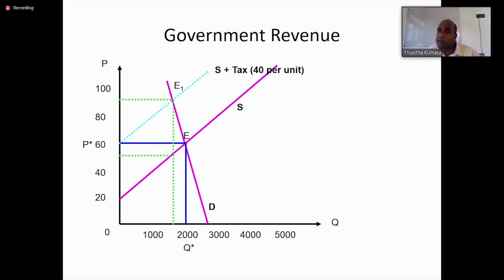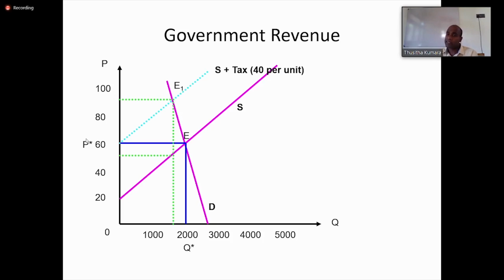Then, if the case is like this, what will happen? Let's assume government put the same tax, same 40 rupee tax. You can see here, it's plus tax, which is 40 rupee. You can see the difference is 40. It is same graph, same tax. Only difference is in the demand curve. Now demand curve is inelastic. Response is less. Then what happens?